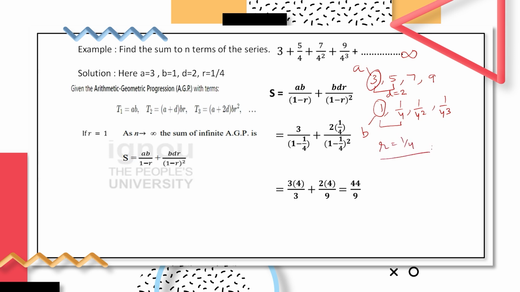So, using these values, as n tends to infinity, for the arithmetic geometric progression the formula is AB upon 1 minus r plus BDR upon 1 minus r square. Substituting A, B, D, R in this formula and solving this expression, you will get the answer 44 by 9. I hope you learned how to find the sum of n terms of a series, or arithmetic geometric progression.